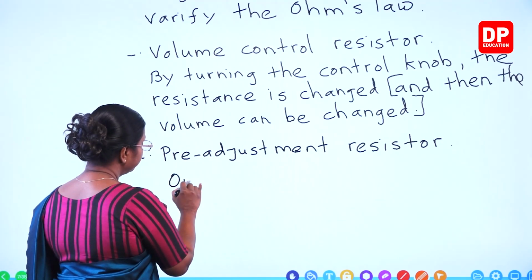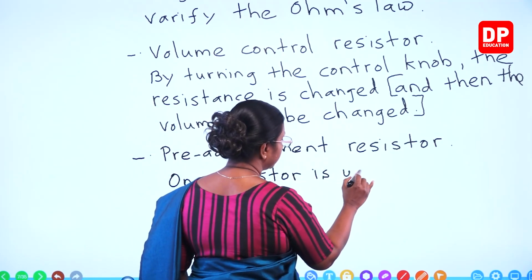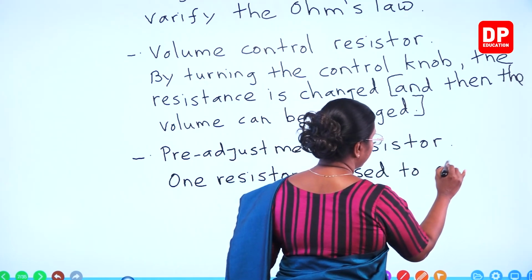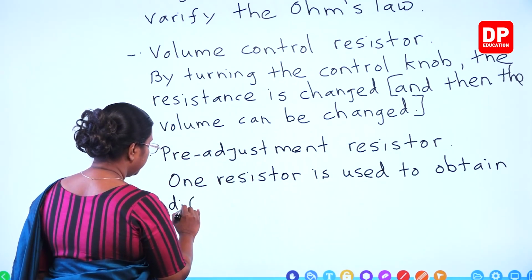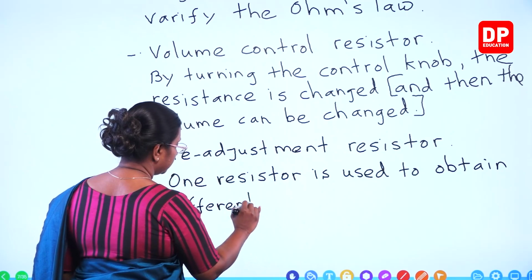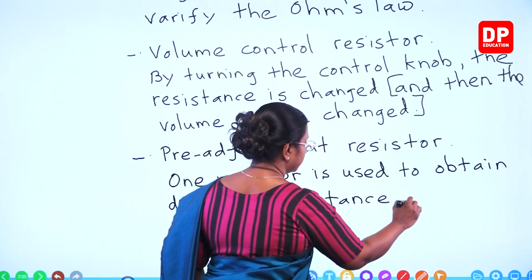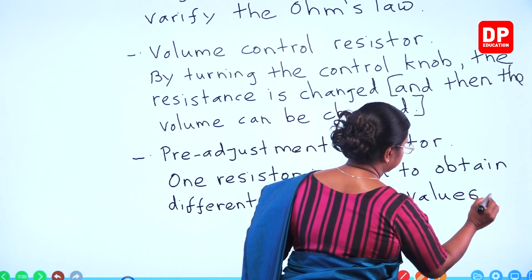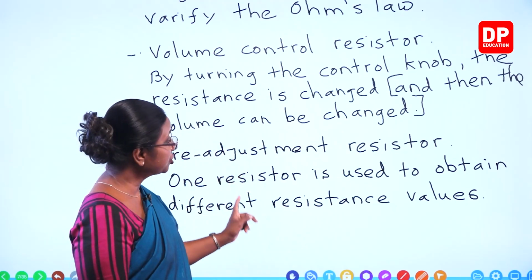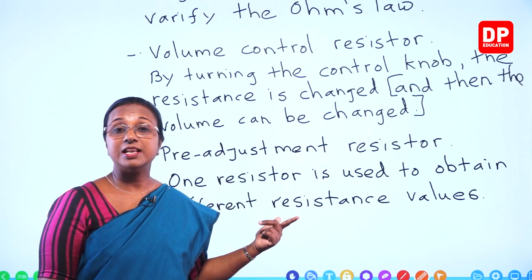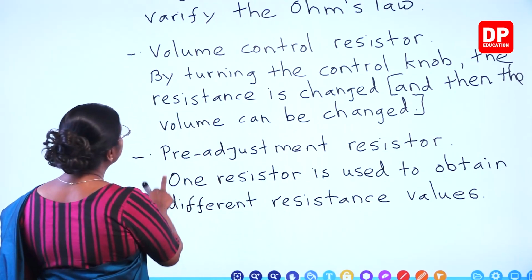So here, one resistor is used to obtain different resistance values. So that is the pre-adjustment resistor. So we have discussed two types, fixed value resistor, variable resistor. What is the third type? The light dependent resistor or the LDR.